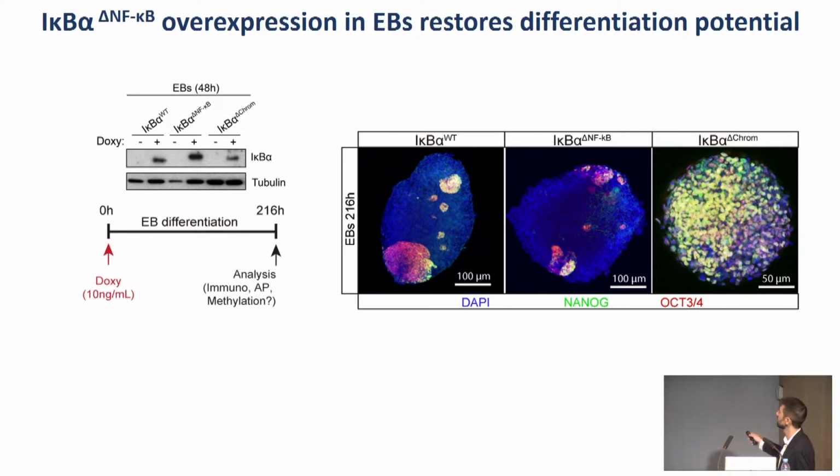Whereas on the other hand, when the EBs had an overexpression of I kappa B alpha that cannot bind the chromatin, only being able to inhibit NF kappa B, the number of pluripotent cells that remained was almost the same as in the knockout.